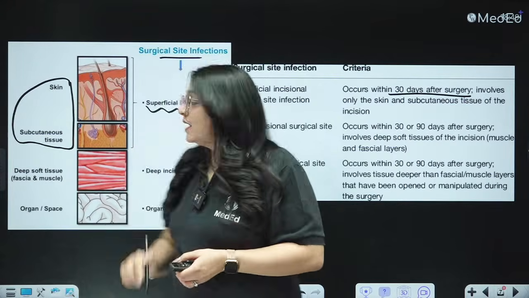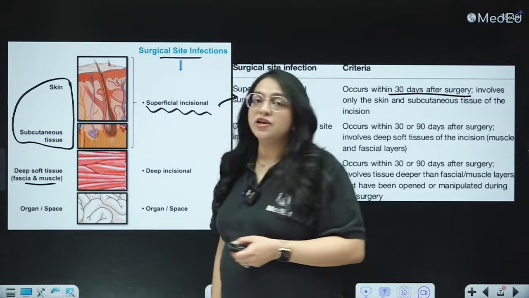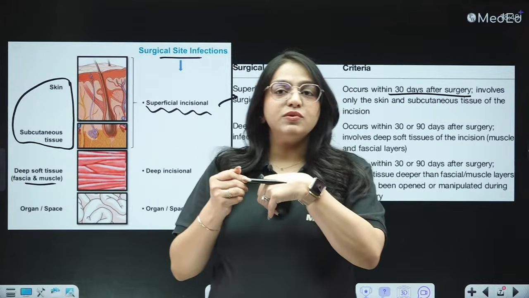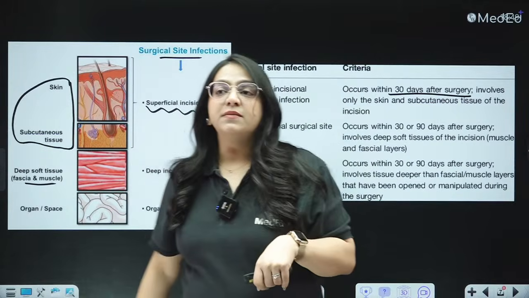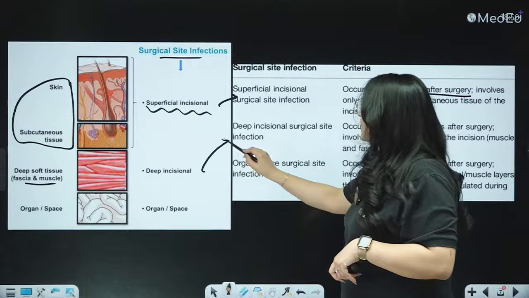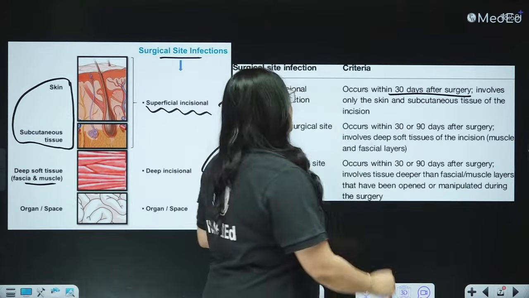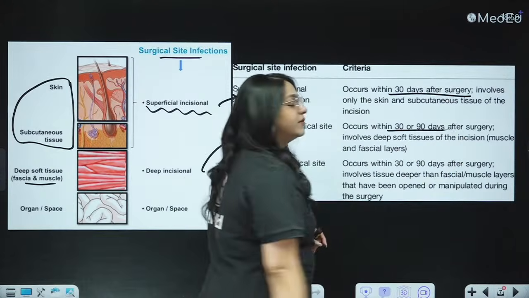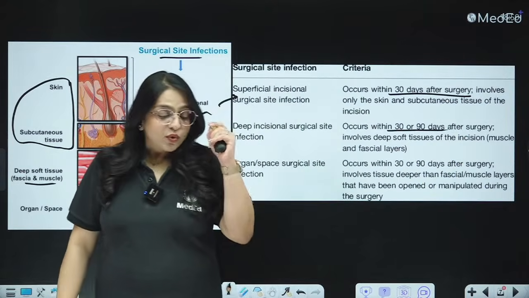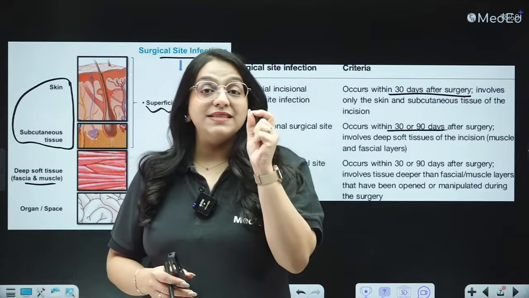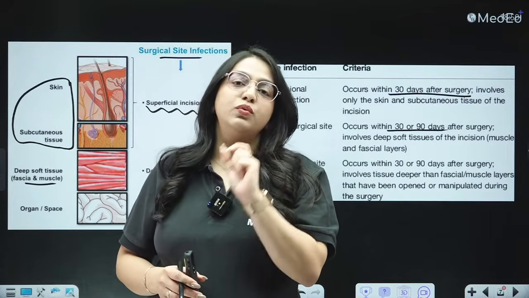Let's go deeper. Let's go up to the muscles and fascia. Still at the site of incision only, the site where the incision was given, we have gone deeper up to the fascia and muscles. We call it deep incisional surgical site infection. Now the time period increases even more, 30 to 90 days after the surgery. So when the patient comes to you with this discharging pus, it is very important to assess the depth of the wound.